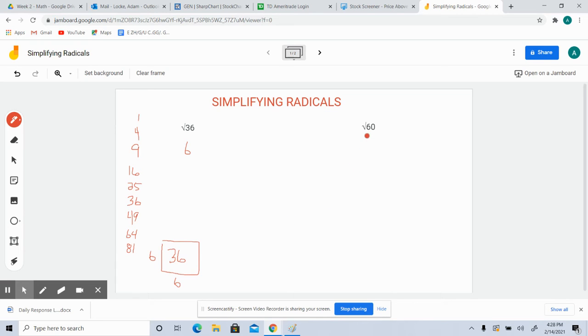What we want to do here is take this 60 and break it down. I'm going to show you a couple different ways to do it. We want to find a factor of 60. In other words, what can I multiply to get 60 that is one of my perfect squares? All you really have to do is take 60 divided by, and just go down your list. 60 divided by 4 gives you 15. So we can say the square root of 60 is the same as the square root of 4 times the square root of 15.